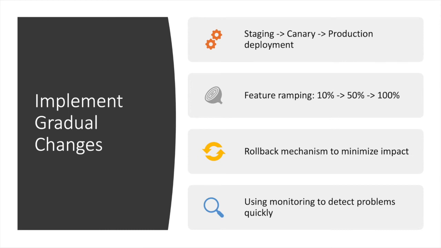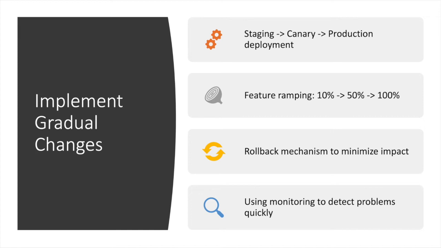Next one is implement gradual changes. What SREs do is, when a code change is pushed, first it is tested in the staging environment, then we test it in the canary environment. Canary means you do not deploy directly to all the production hosts. We deploy to, let's say, 1 or 2 production hosts, and then test on those hosts. Then we monitor the graphs and see that everything is normal. And if everything is normal, then we push the changes to all the production hosts.